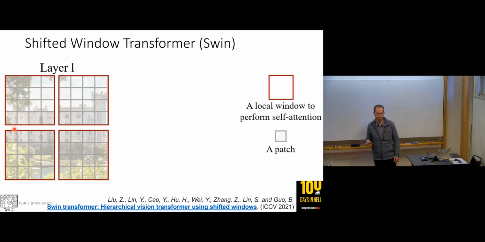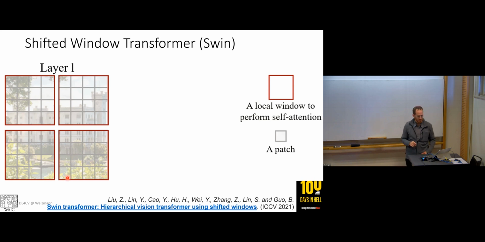We will be able to process, because now the attention is only on a fixed size sequence, but there's no propagation of information between these windows. It's like processing 4 different crops or 4 different images. This patch will never know what's going on down here.